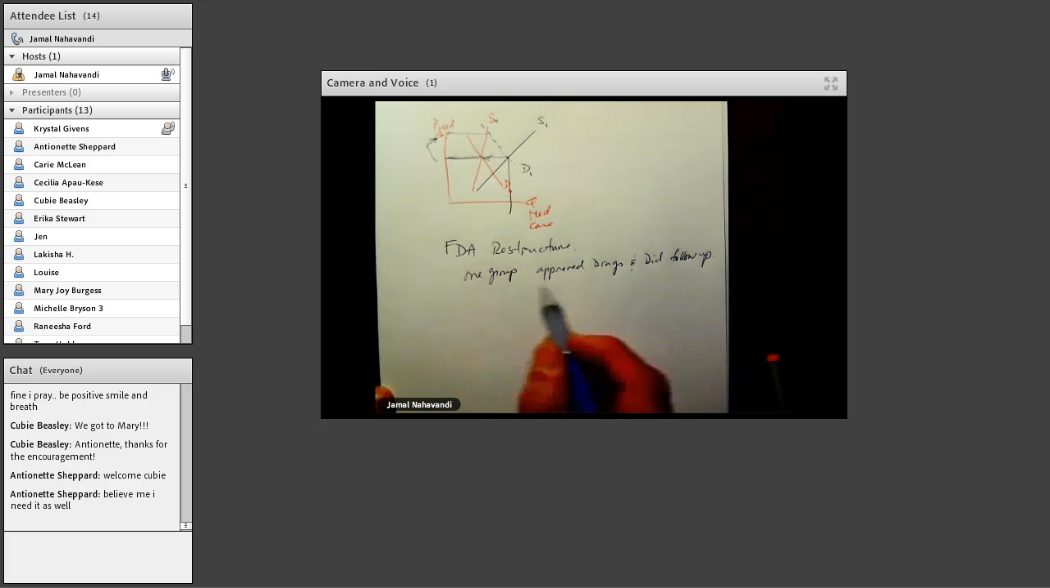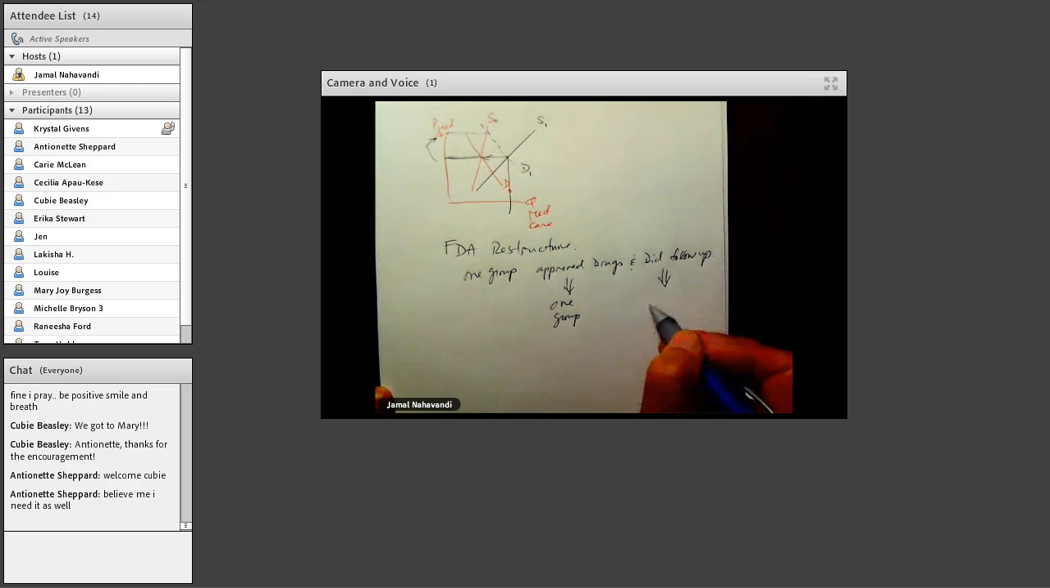FDA decided to break this into two groups. One group will approve, and the other group will follow up. Okay, group 2.